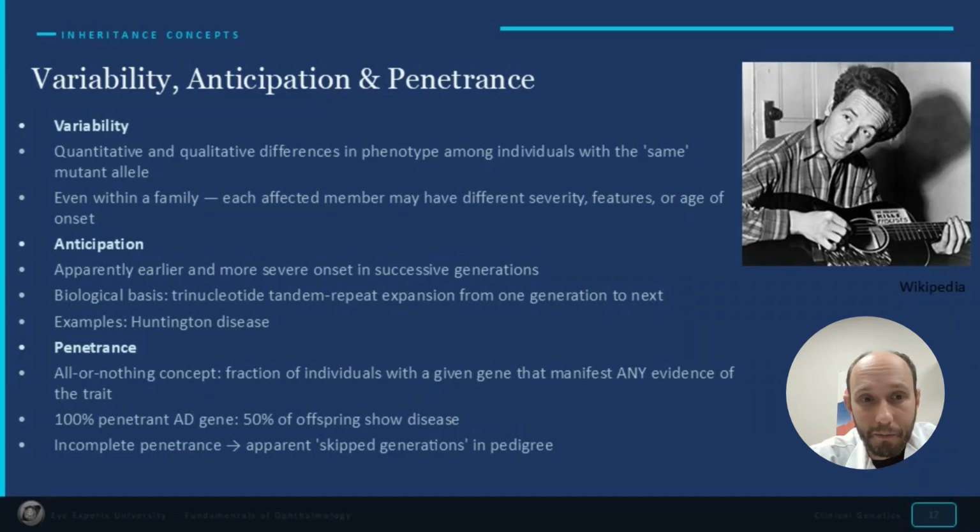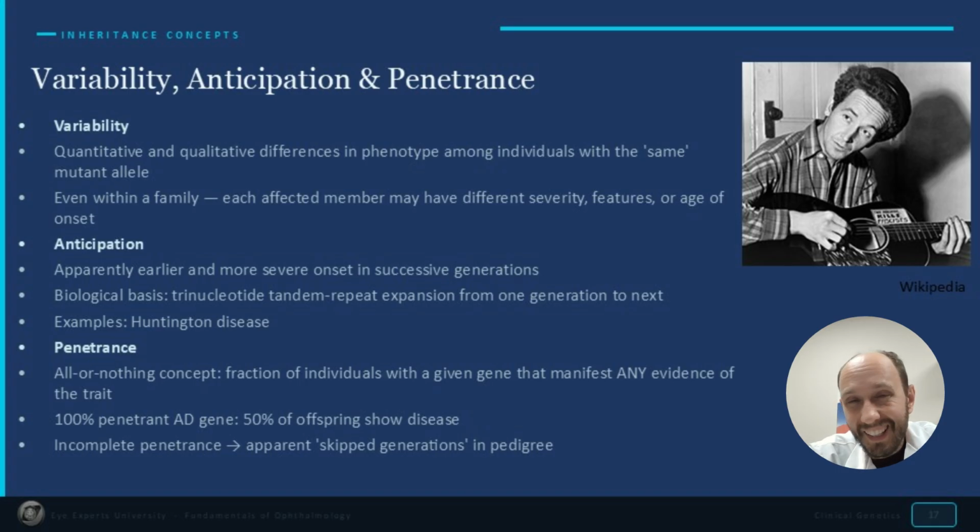Anticipation is an interesting phenomenon where the disease manifests earlier and more severe with each successive generation. This is thought to be due to trinucleotide tandem repeats expanding with each generation. An example is Huntington's disease. That's Woody Guthrie on the right over here, a famous Oklahoman folk singer, and he had Huntington's disease, and his children got it more severe and earlier. Each generation just keeps getting worse because in Huntington's, the trinucleotide tandem repeat is just bigger and bigger, destabilizing the gene further.